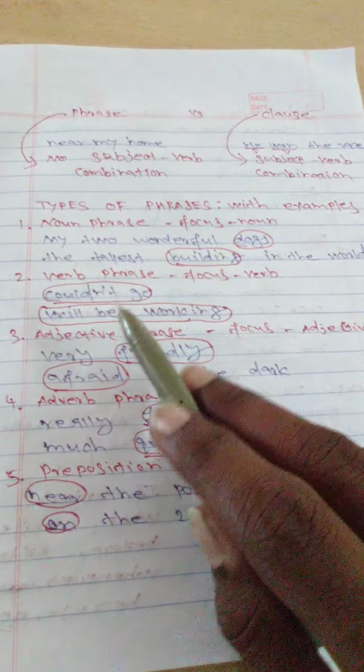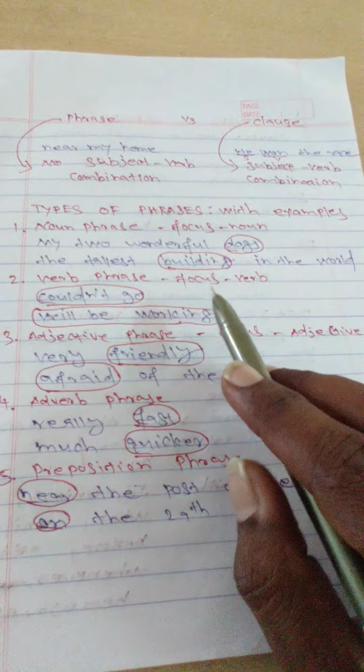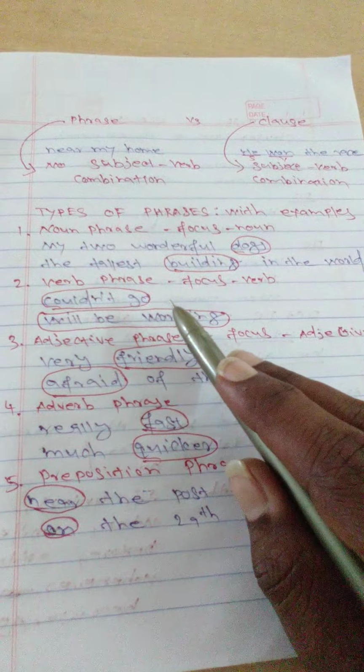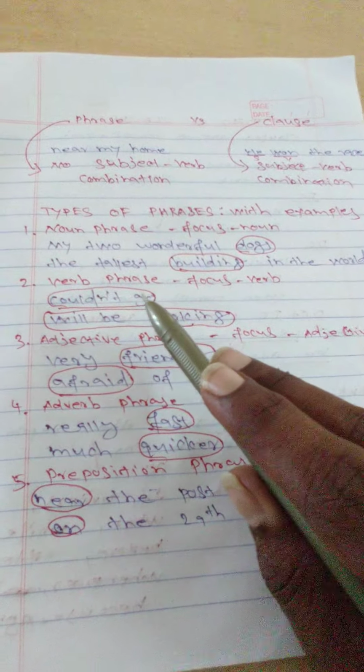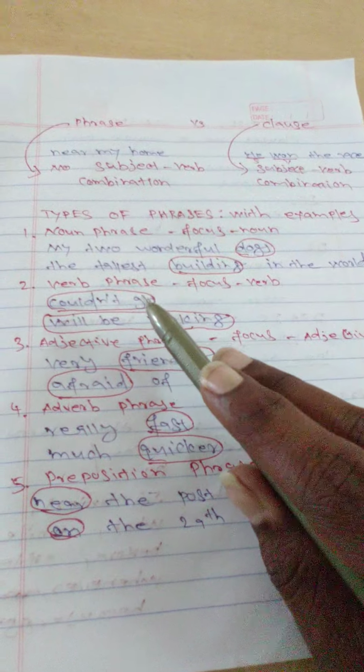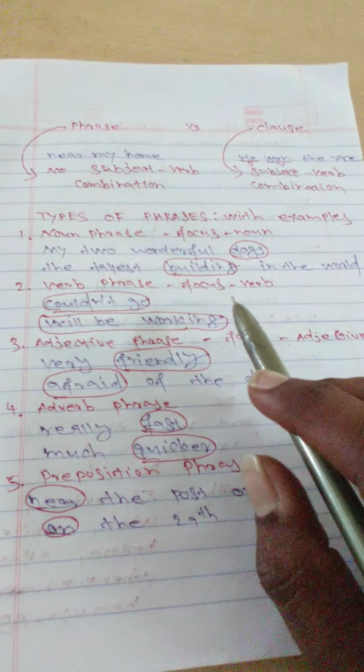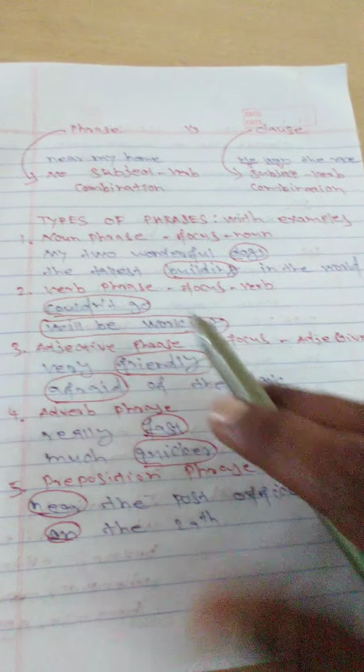Next, verb phrase. That phrase focuses on the verb. For example, couldn't go, will be working. So the focus is only on the verb, the main verb or the actual verb: couldn't go, will be working. A phrase focusing on the verb is called a verb phrase.